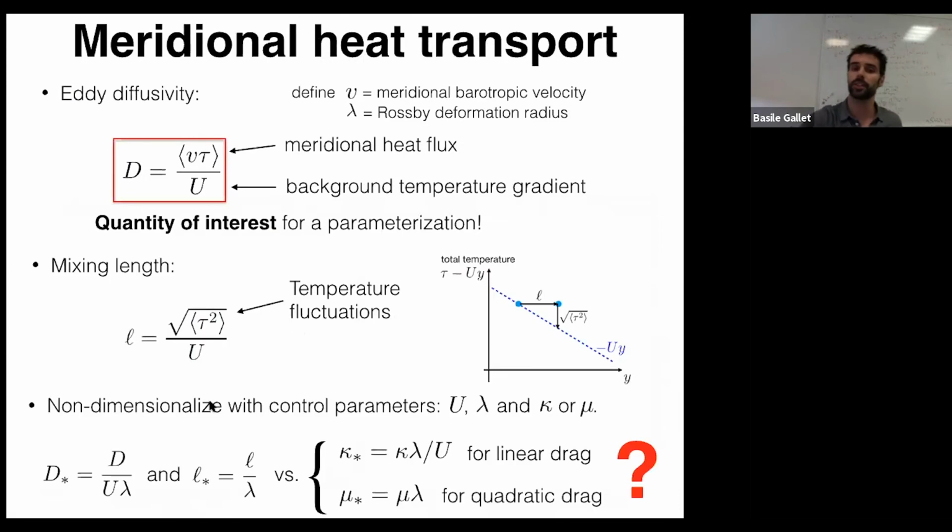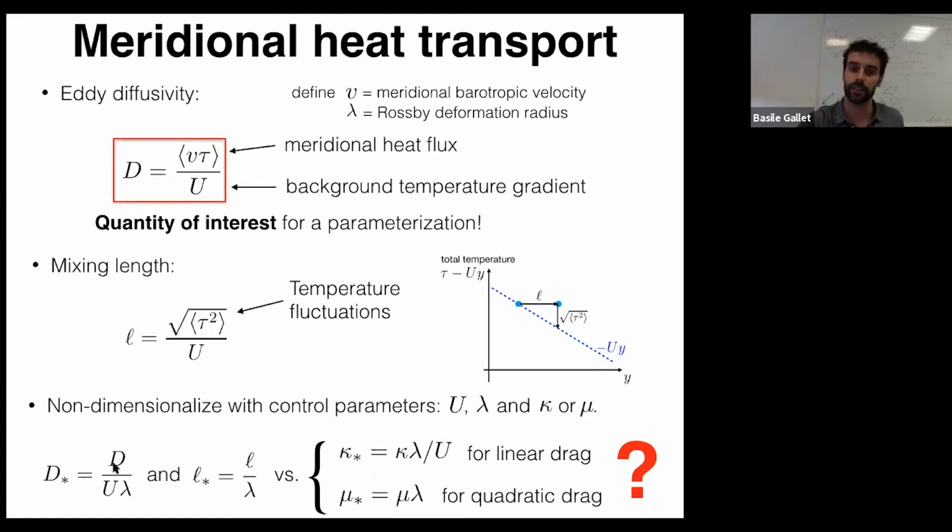Okay, so we're going to non-dimensionalize the diffusivity D and this mixing length L using U and lambda, which are the two parameters of that system. And we'd like to understand the behavior of the diffusivity and mixing length as a function of the drag coefficient, which again we make dimensionless using the two parameters of the system, U and lambda. The drag coefficients have different dimensions depending on whether it's linear drag or quadratic drag. So this is the linear dimensionless drag coefficient, kappa star, and here the quadratic drag coefficient in dimensionless form, mu star.